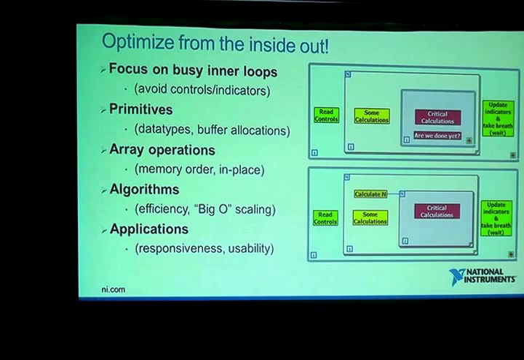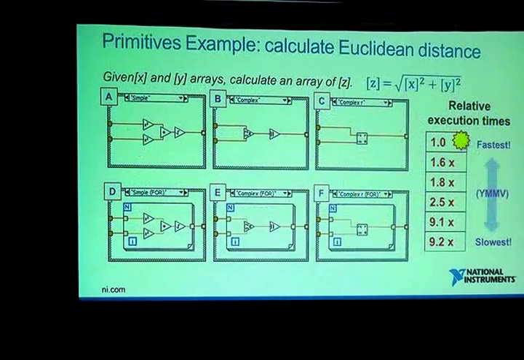And then we look at primitives, and pick the right primitives. I have examples for that. Then we look at array operations. And as we build all these primitives and arrays into an algorithm, we try to find the most efficient algorithm to do a certain task. And then once we have all this together, we build an application that the user uses, that hopefully functions very fast and is easy to use.